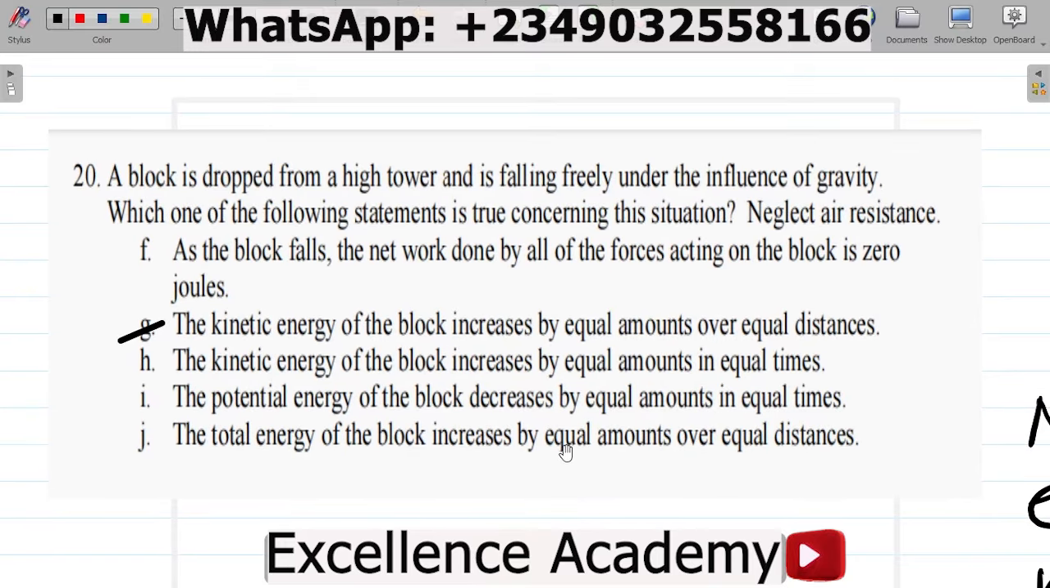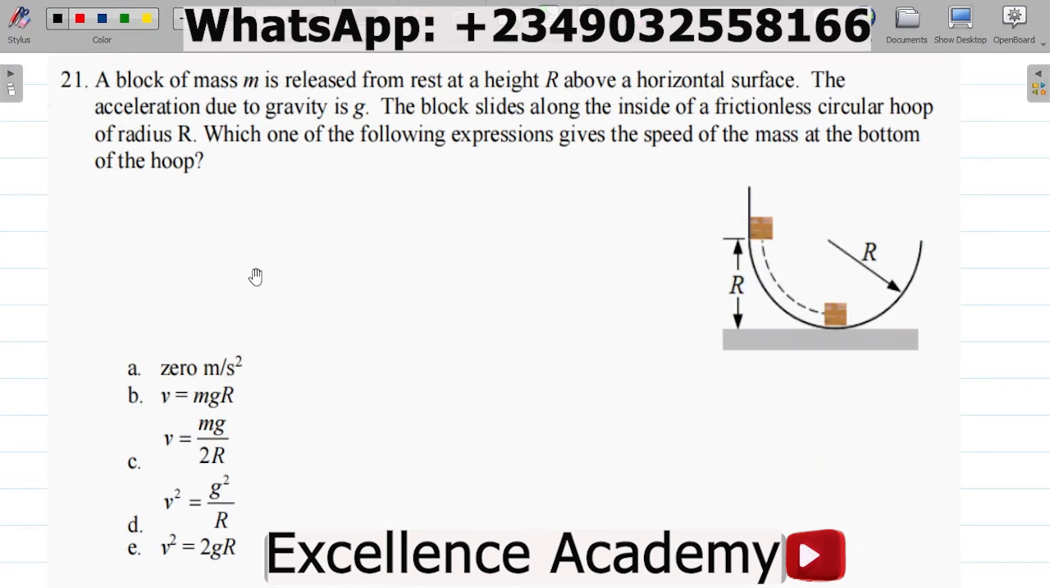All right. Let's look at the next question. Question number 21. A block of mass is released from rest at a height r above a horizontal surface. The acceleration due to gravity is g. The block slides along the inside of a frictionless circular hoop of radius r. Which of the following expressions gives the speed of the mass at the bottom of the hoop? So you have your options there, option A, B, C, D, and E.